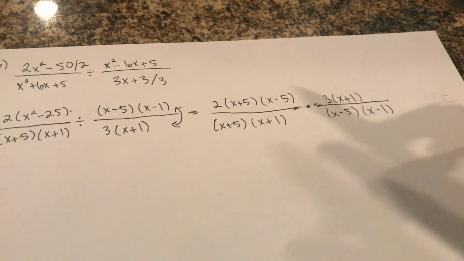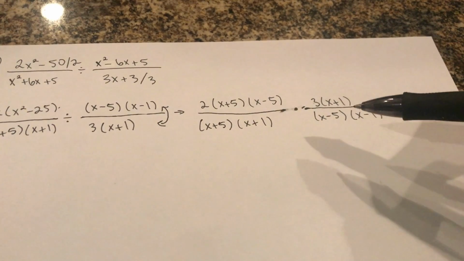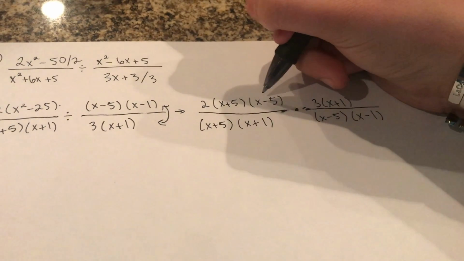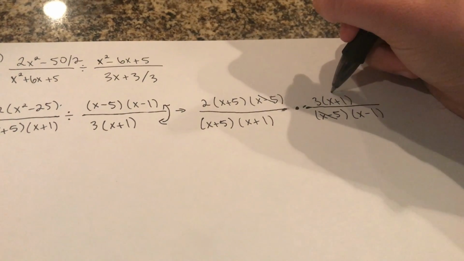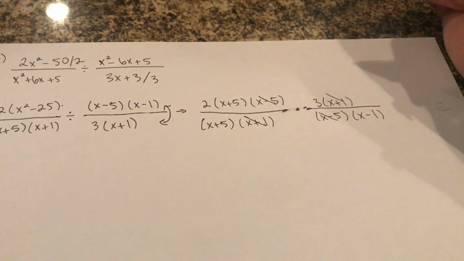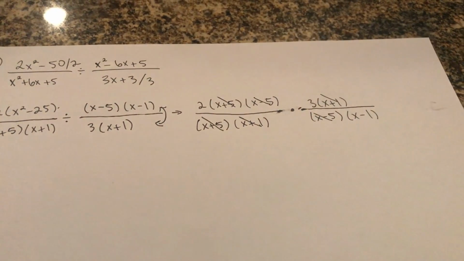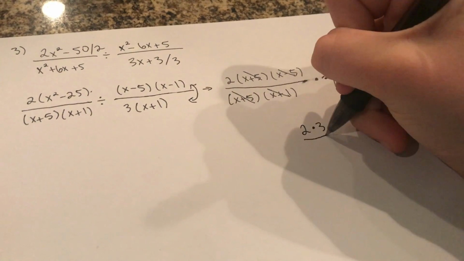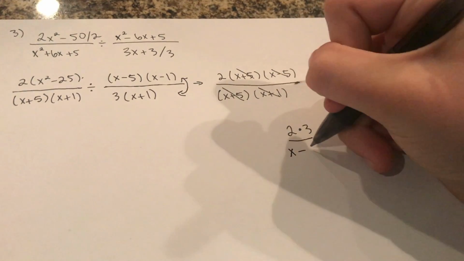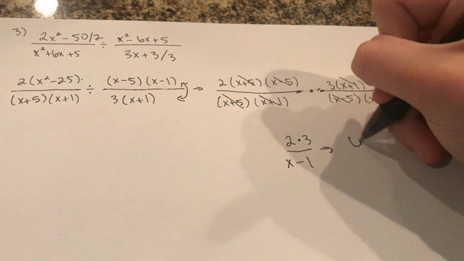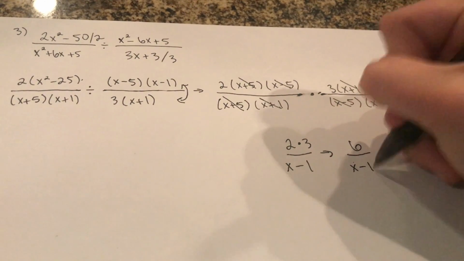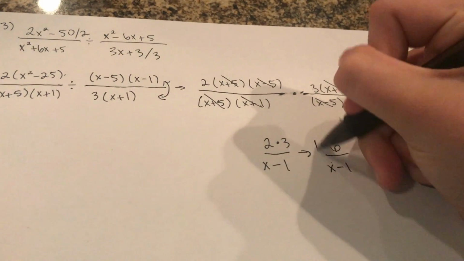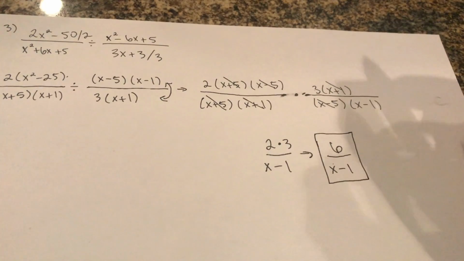So now that you flipped, you can't do this before you flip, but now that you flipped, you can start crossing out and canceling out. So you have x minus 5 on the top and bottom, you have x plus 1 on the top and bottom, and you have x plus 5 on the top and bottom. So what you're left with is 2 times 3 over x minus 1, which then simplifies to 6 over x minus 1. So you can't simplify this anymore. Everything is all done. So now you box this, and that is your answer.